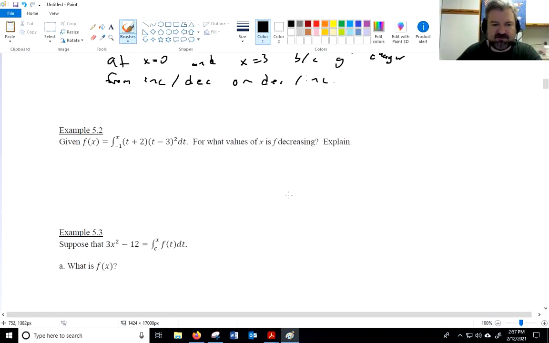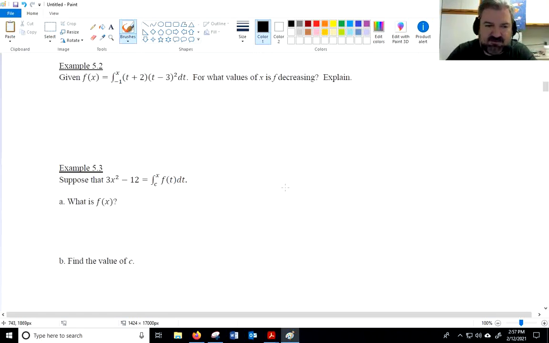All right, let's take a look at another example, this time one more equation-based. So given that f of x is equal to the integral from negative 1 to x of (t plus 2) times (t minus 3) squared dt, for what value of x is f decreasing? Explain. Okay, so if we're going to find when f is decreasing, we'll need the derivative of f, so let's do that.